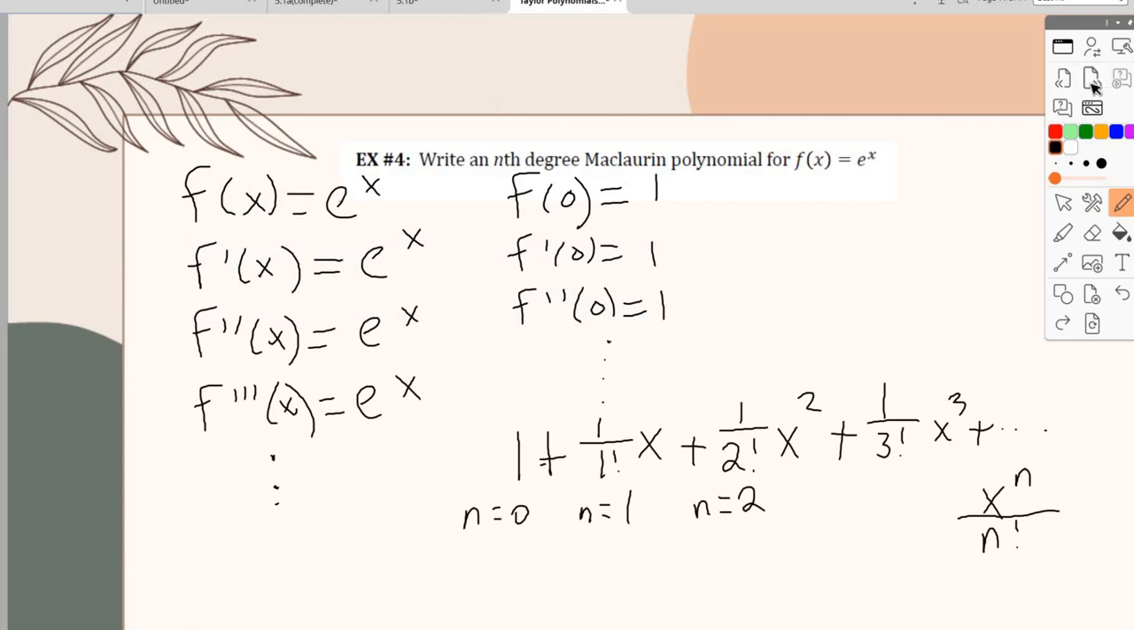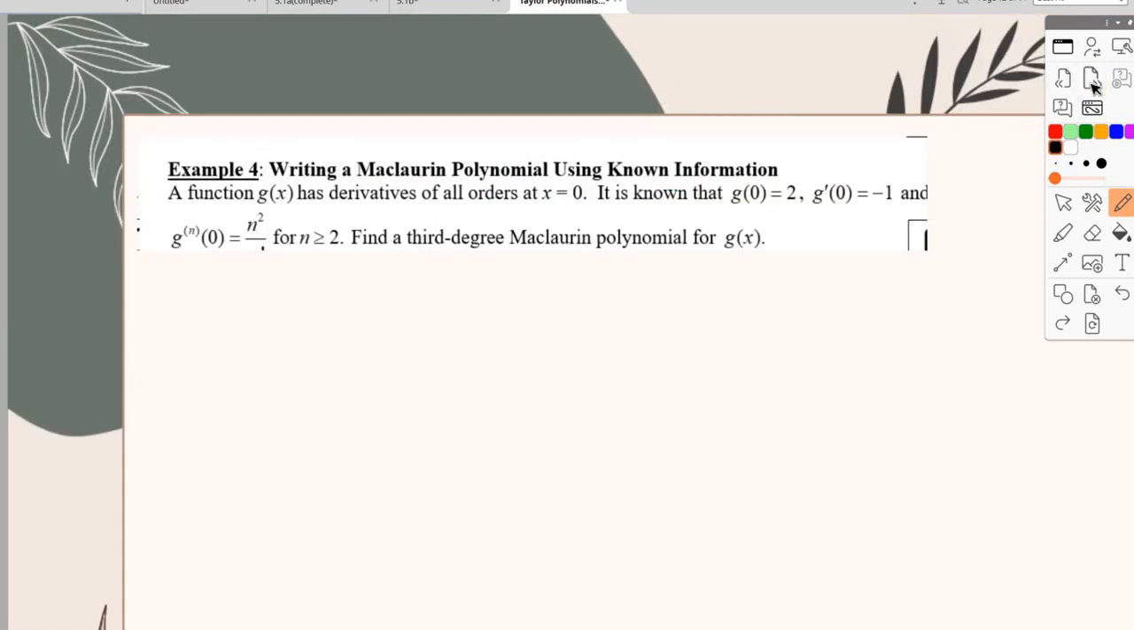Other questions? So we have one more. That's not sine, cosine, or e to the x. So we looked at this for a while. It says writing a Maclaurin polynomial using known information. A function g of x has derivatives of all orders at x equals 0. It is known that g of 0 equals 2, g prime of 0 equals -1, and g to the nth, meaning the nth derivative at 0, is n squared divided by n factorial, for all n greater than or equal to 2. Write a 3rd degree Maclaurin polynomial for g of x.